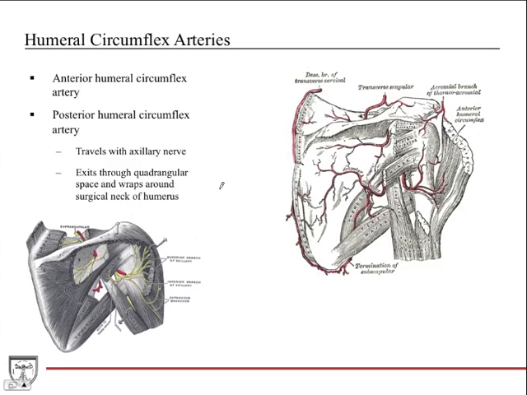Humeral circumflex arteries. One thing to point out about the posterior humeral circumflex artery is that it travels with the axillary nerve, so it's shown right here. This is the posterior circumflex artery traveling with the axillary nerve through the quadrangular space. Then, with the nerve, it wraps around the surgical neck of the humerus. So that's this part right here.